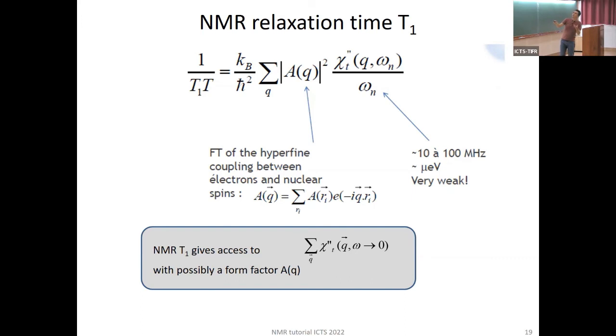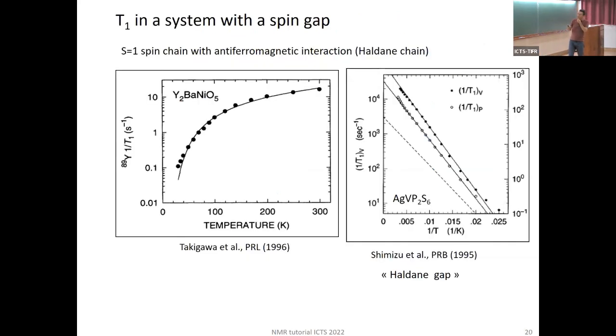Now the form is a bit complex. That's normal because NMR is a local probe. There is no resolution in Q space. What it means, it's a local probe, so that's why you have the summation over Q. With NMR, you cannot have a resolution in the reciprocal space. So let me show you one example. I come back to the same spin one.